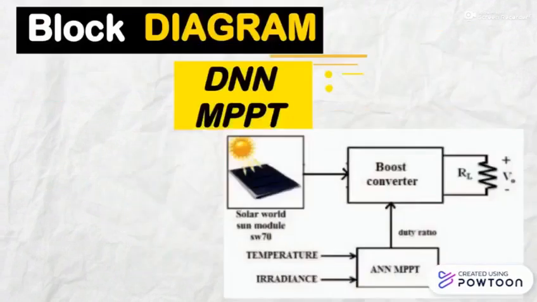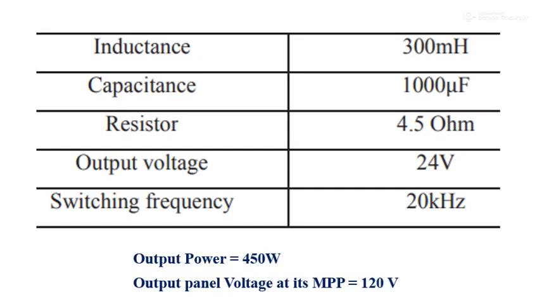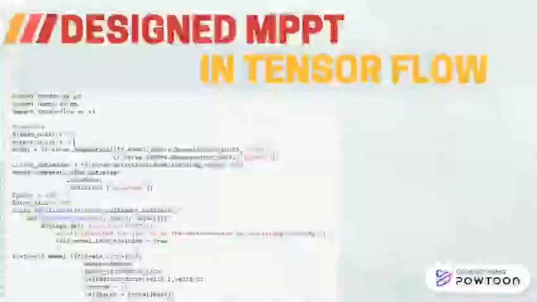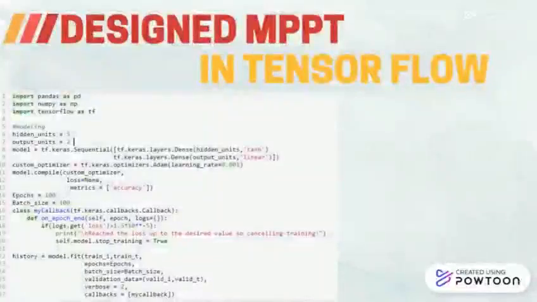The block diagram of our proposed technique is mainly composed of a boost converter. The design of the boost converter comprises the following component values: inductance of 300 millihenry, 1000 microfarads of capacitance, 4.5 ohms of resistance, output voltage of 24 volts, and a switching frequency of 20 kilohertz, which will lead to an output of 450 watts at maximum power and 120 volts of panel voltage at its MPP. The researchers have implemented DNNs on MATLAB.